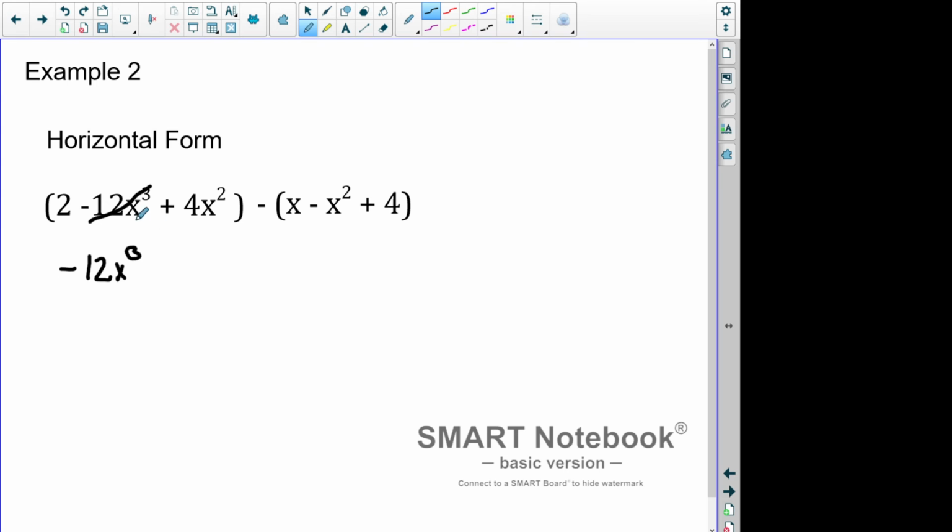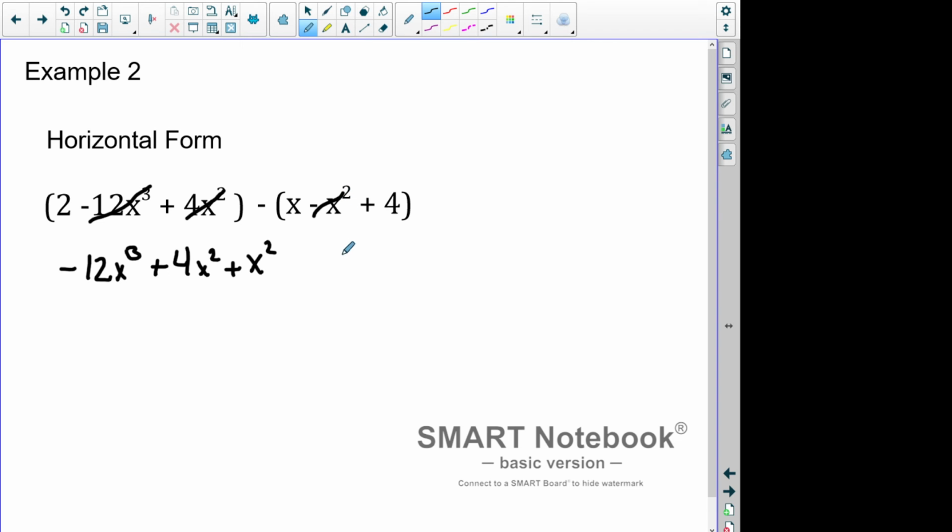I don't have any other cubic terms, so I'm going to go to my quadratic terms. So here I've got 4x squared. And then I've got an x squared here, but I've got this negative, so this is minus, I'm subtracting here, so this is minus negative x squared, so this is plus x squared. Again, this is an area where a lot of mistakes happen, right? Really common for people to drop that negative or forget to distribute. So I've got that, I've got that.